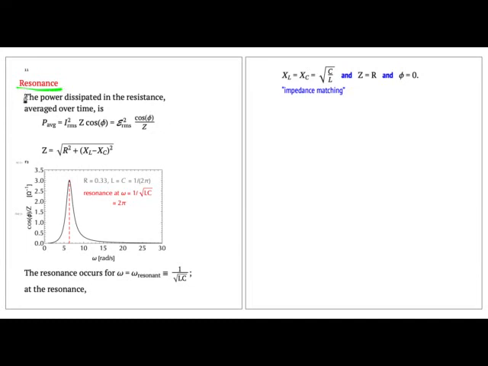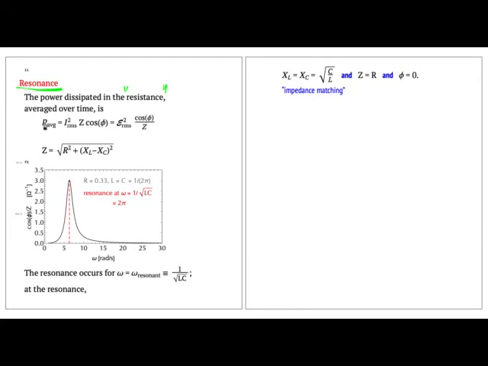First of all, the power dissipated in the resistor is I squared R. But I is varying in time. So the average power, averaged over the time, will be the average of I squared. That's the root mean square current squared times some kind of resistance. But what resistance is it? Well, it's the impedance times the cosine of the angle, the phase angle.